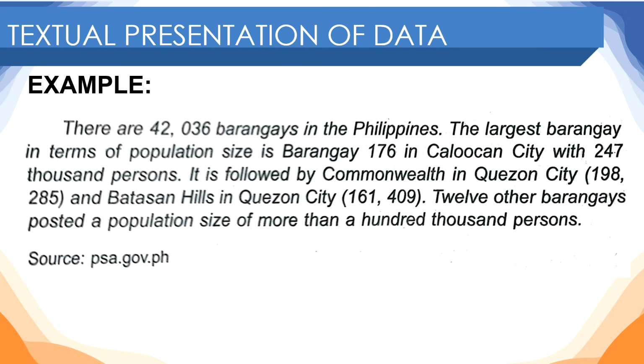Just like with this example that we have here, there are 42,036 barangays in the Philippines. The largest barangay in terms of population size is Barangay 176 in Caloocan City with 247,000 persons. It is followed by Commonwealth in Quezon City with 198,285 persons and Batasan Hills in Quezon City with 161,409. 12 other barangays posted a population size of more than 100,000 persons. So here, the population size of 42,036 barangays in the Philippines were not mentioned.